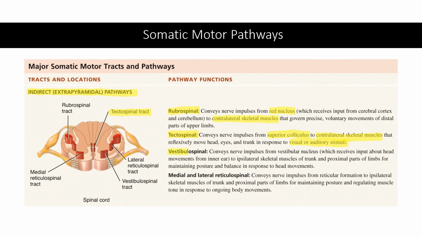Then we have the vestibulospinal tract. This conveys nerve impulses from the vestibular nucleus to skeletal muscles on the same side of the trunk and also proximal parts of limbs. This is going to be mainly for maintaining posture and balance in response to moving your head quickly.